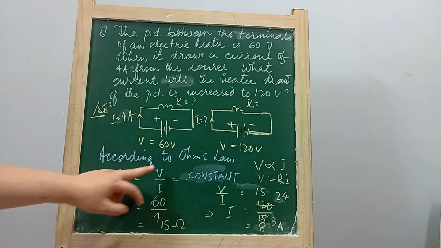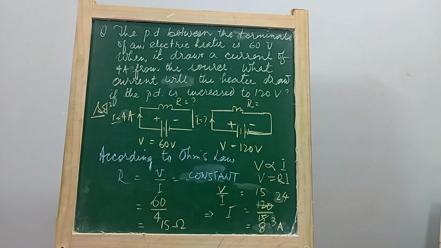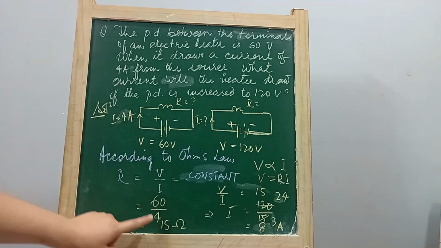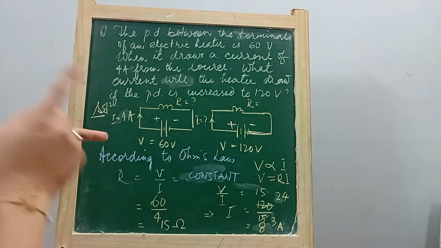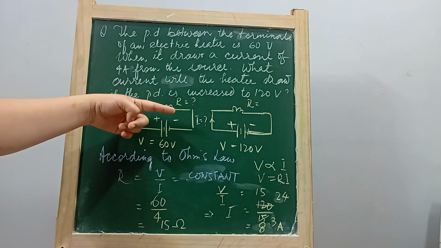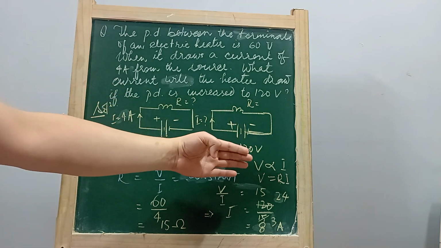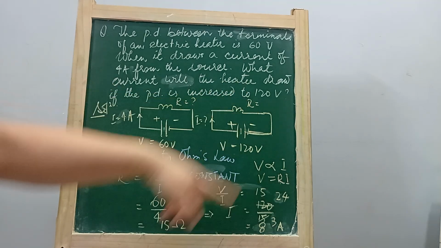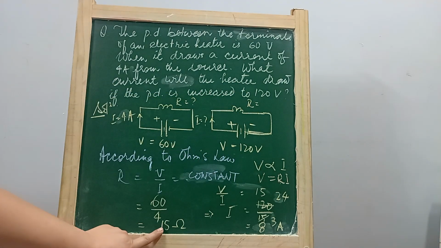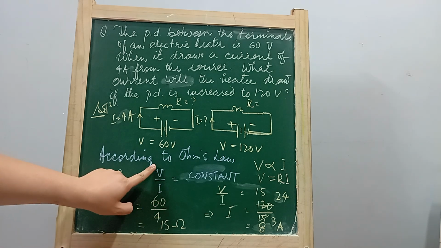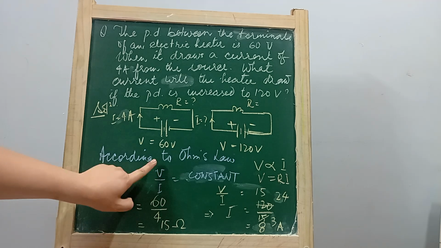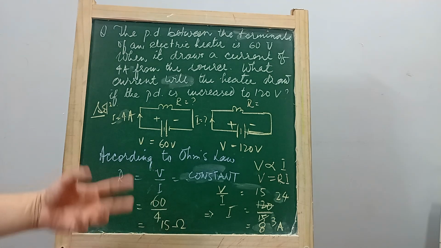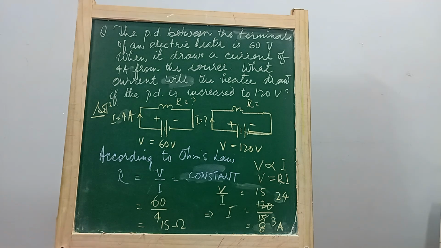So let's try to find out R first. How will we find R? It's the ratio of potential difference to current I. 60 divided by 4 is 15, or 15 ohm. So the resistance of the conductor is 15 ohm. When we change the source of potential difference, the resistance will remain the same, 15. What's the meaning of this? It means that the potential difference will always be 15 times the current, or the current will be 1 by 15 times the potential difference.